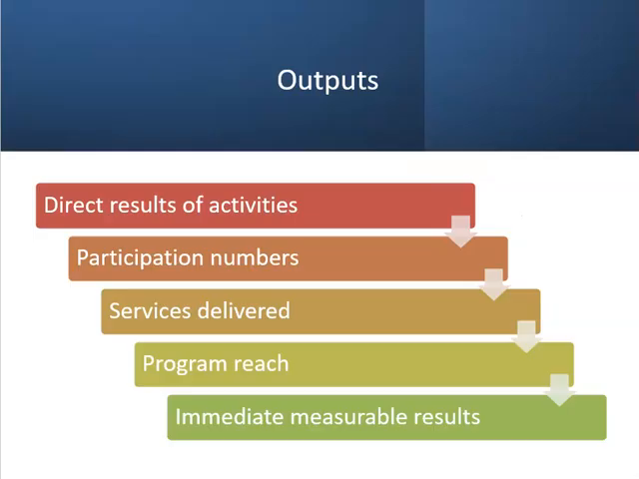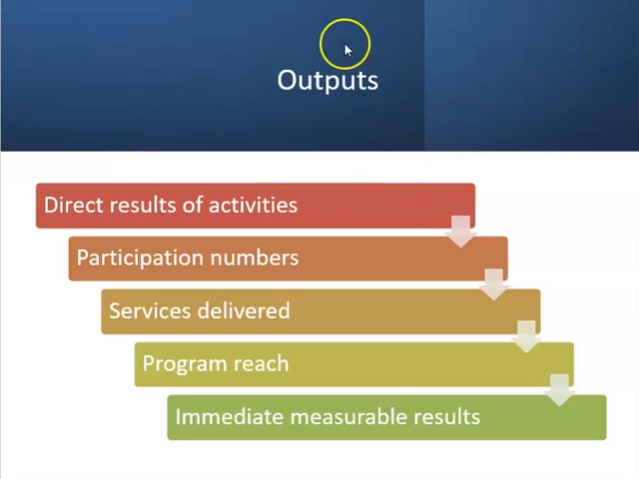Outputs are direct, immediate results of your activities, okay? These are measurable and countable. Examples include the number of participants served, number of workshops conducted, or, for example, the number of screenings completed. A common mistake is confusing outputs with outcomes. Outputs are immediate results. Outcomes are changes that happen because of those results. So you must note that.